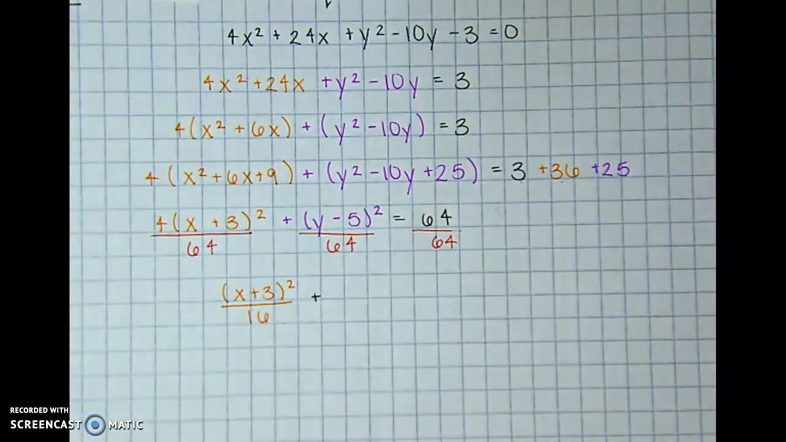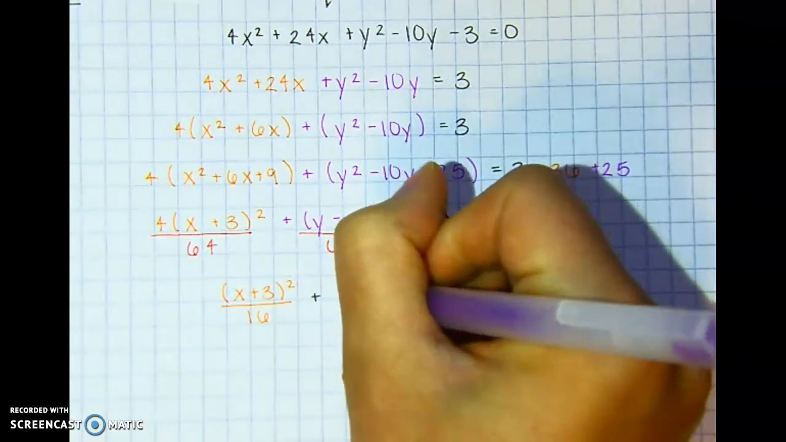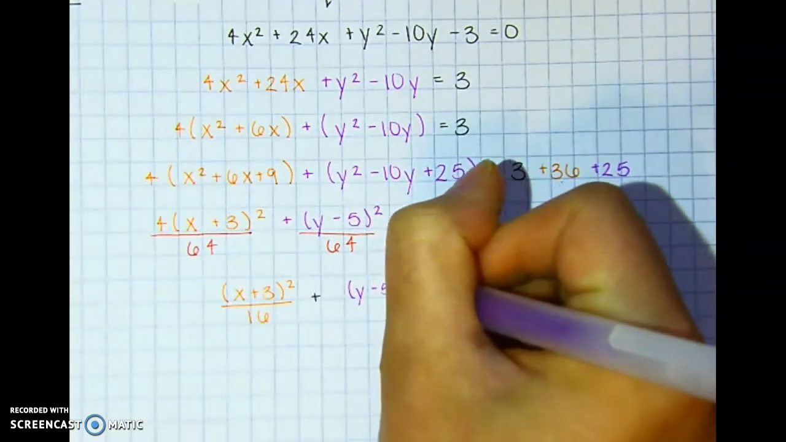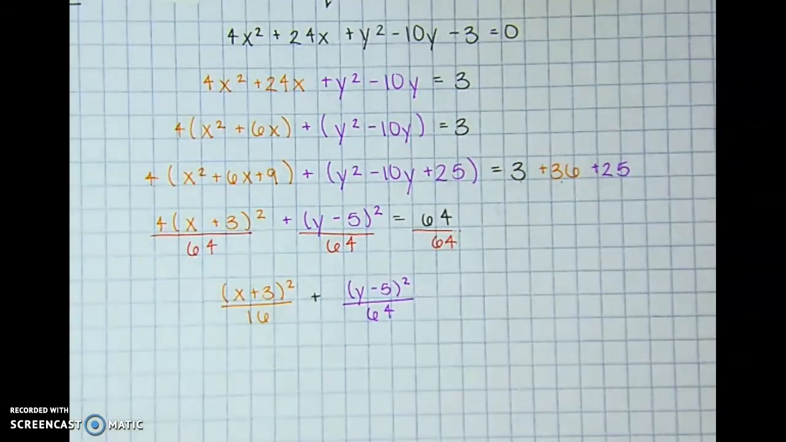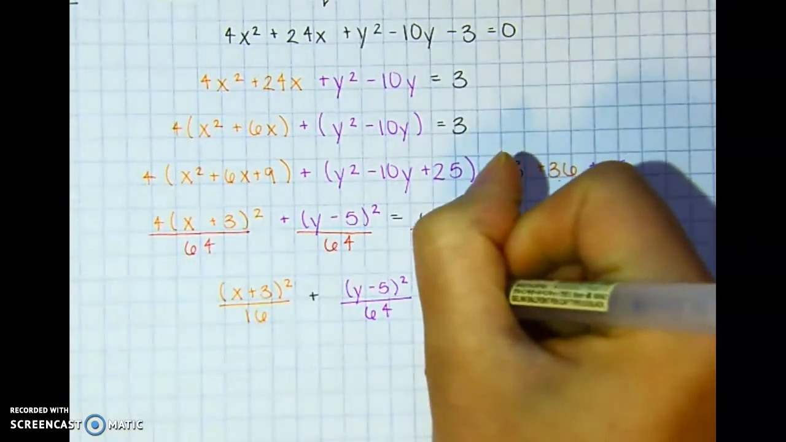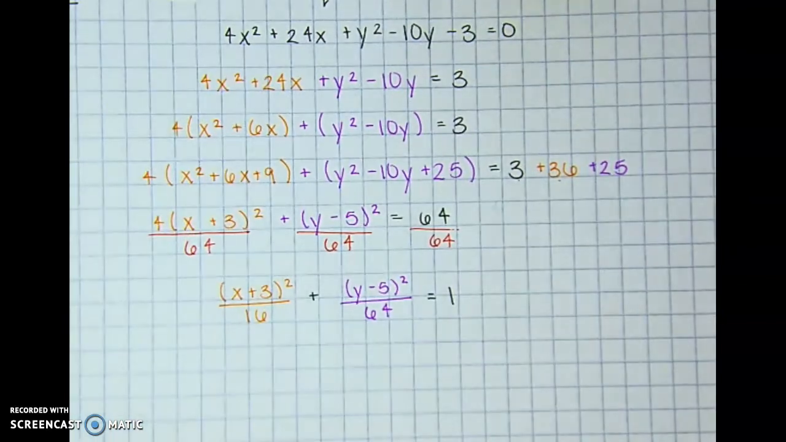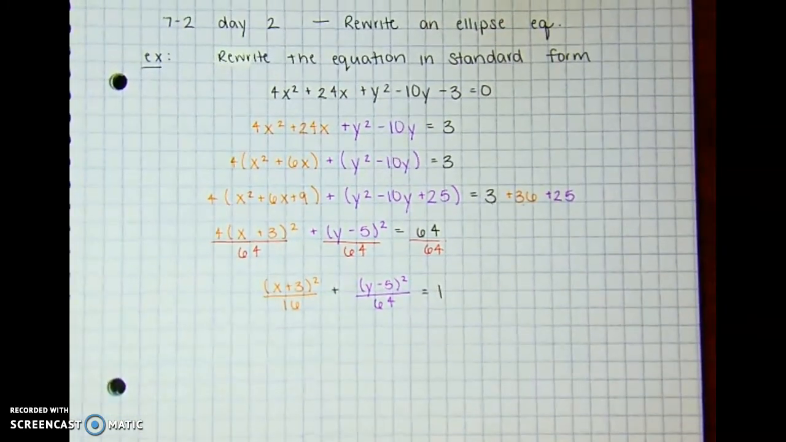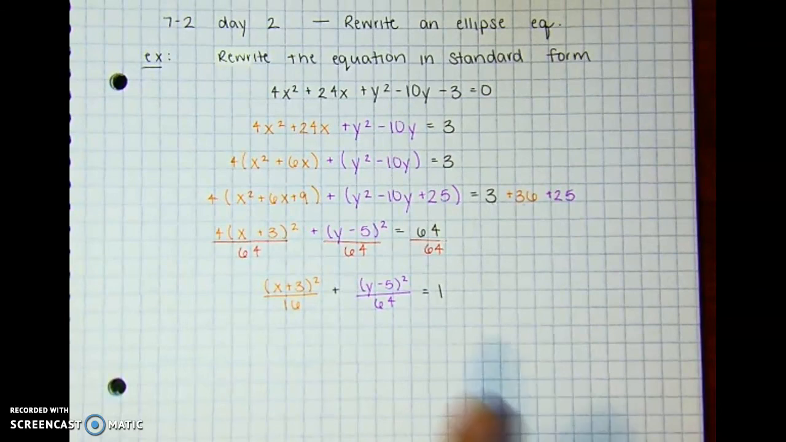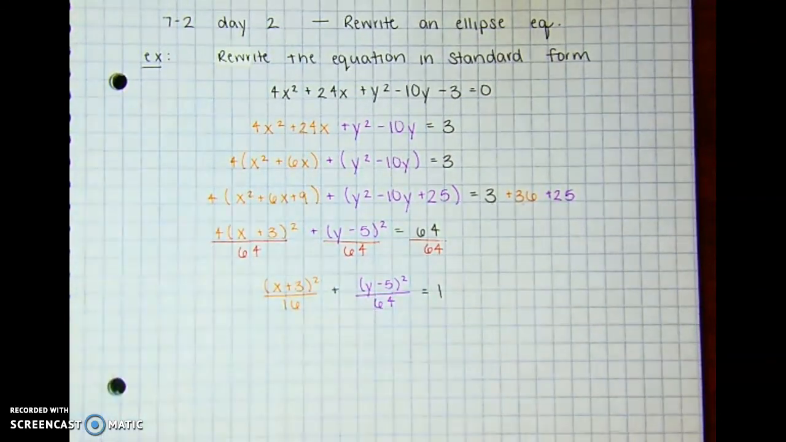plus (y minus 5) squared over, and this is going to stay 64, and then it's going to equal 1. And that's it. At this point, we could do whatever we were asked. We could find the key characteristics, we could find the foci, we could graph, we have a bunch of options. So that's the gist. The important concept is, do you know how to rewrite it into standard form?